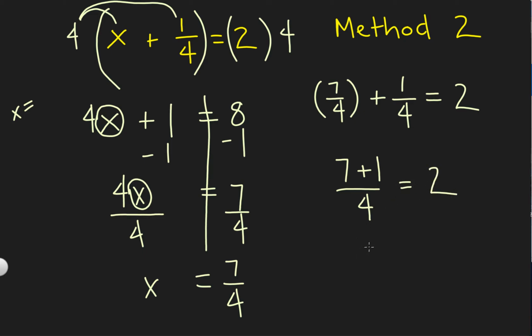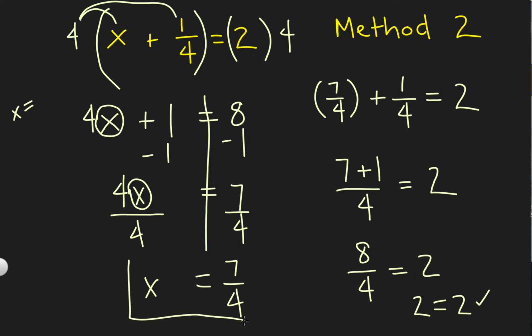This gives me 8 over 4, and 8 divided by 4 is 2. So in my checking step, I get 2 is equal to 2, which is true, which tells me that my solution of x is equal to 7 over 4 is correct.